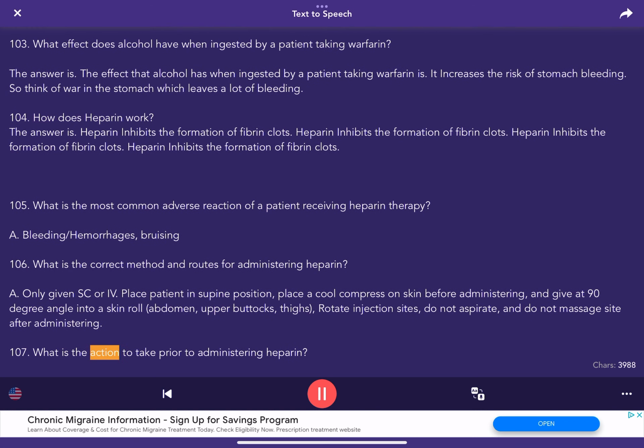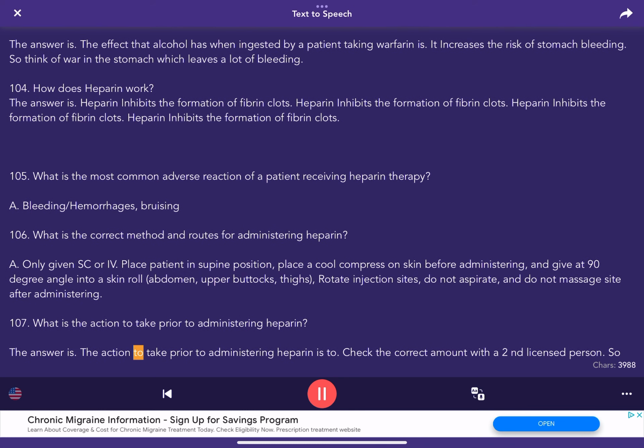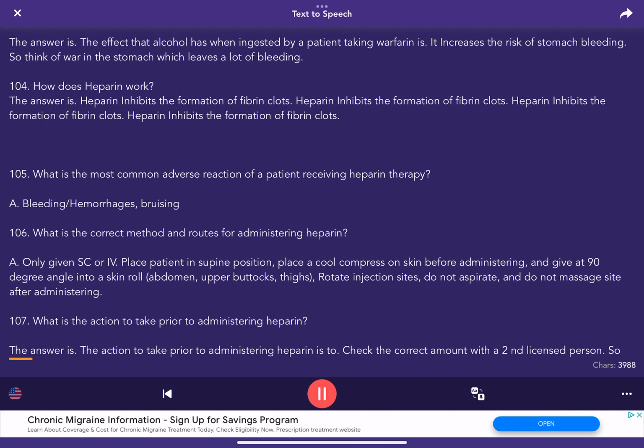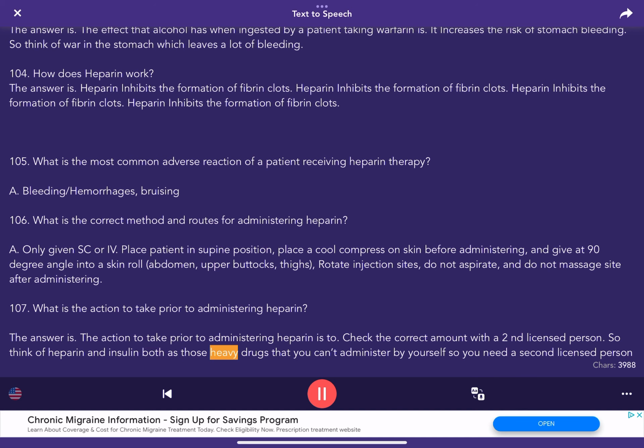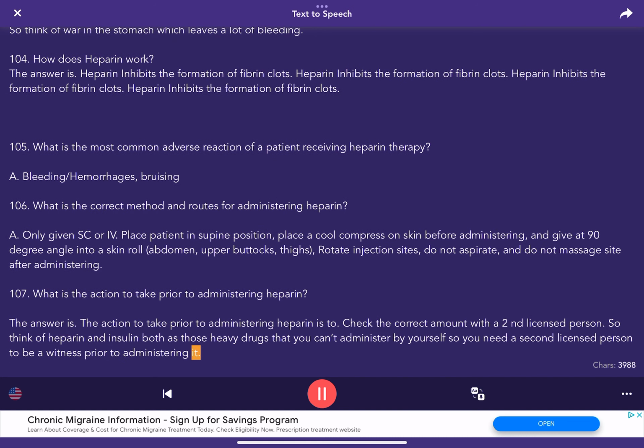107. What is the action to take prior to administering heparin? The answer is, the action to take prior to administering heparin is to check the correct amount with a 2nd licensed person. So think of heparin and insulin both as those heavy drugs that you can't administer by yourself, so you need a second licensed person to be a witness prior to administering it.